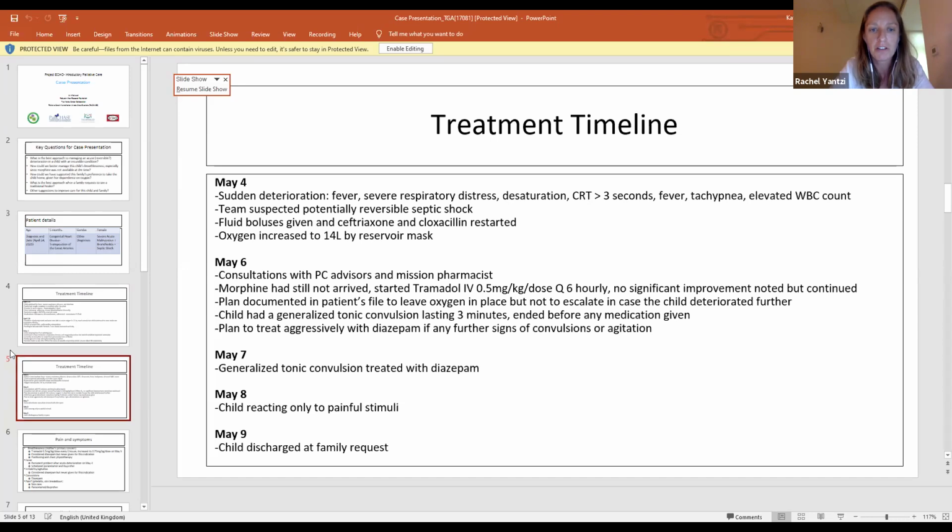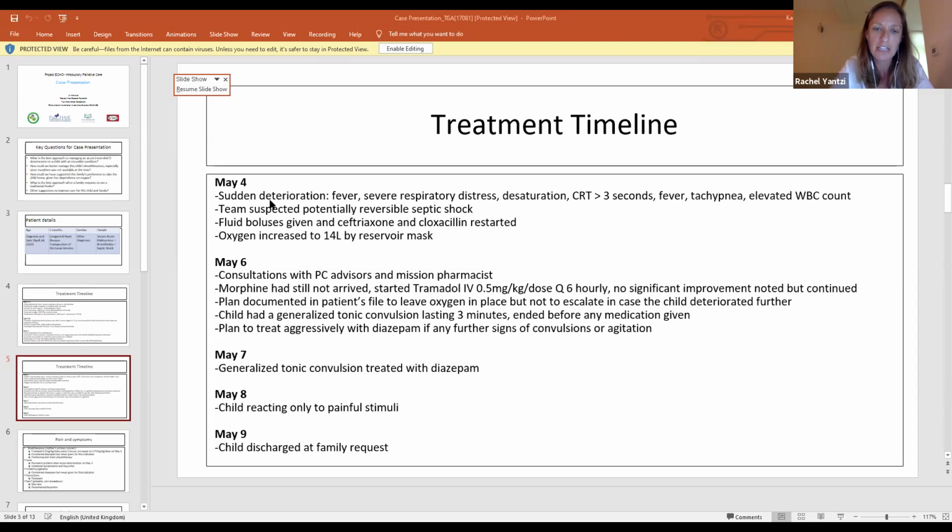So on May 4th, after consultations with our palliative care advisors and our pharmacist, the morphine still had not arrived. So we decided to start tramadol, which is not recommended for a child this young, but we didn't have an alternative. So we started her on tramadol, fairly low dose, but it didn't really seem to be any improvement. We decided to continue the medication.